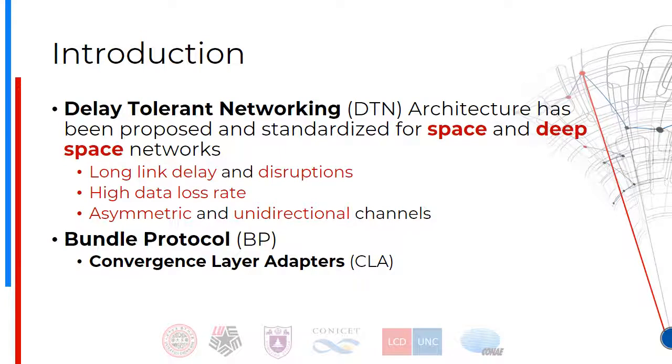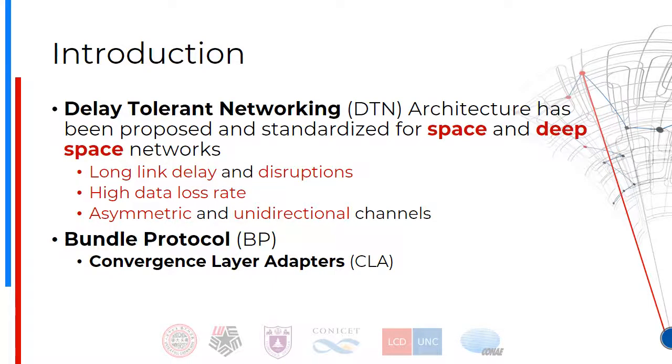It is well known that the delay-tolerant networking architecture has been proposed and also standardized, and is on the standardization track both in CCSDS and IETF for space and deep space networks. DTN is designed to operate over long link delays and disruptions, and the way to do this is using store, carry, and forward data transfer, and there is no assumption of an instantaneous response from an immediate neighbor in the network. These networks are also assumed to have a very high data loss rate, so channel stability is not assumed in DTN, in order to accommodate most space channels.